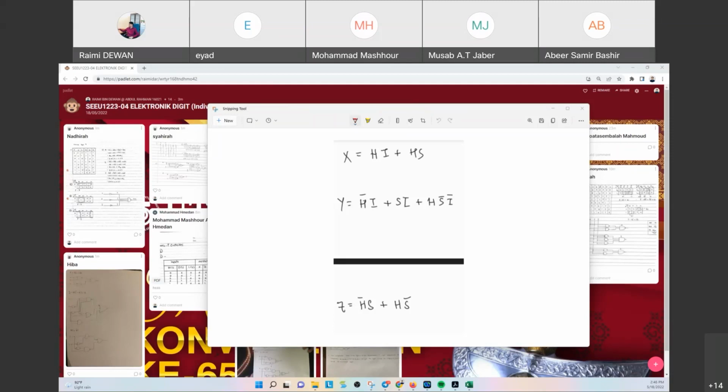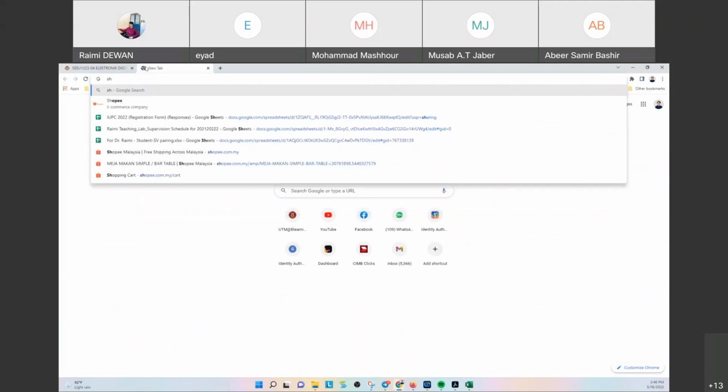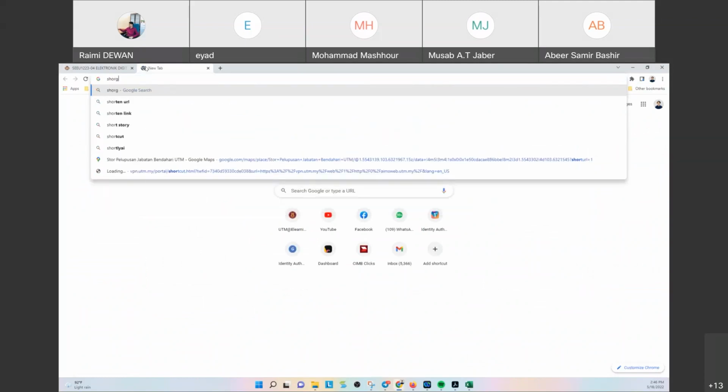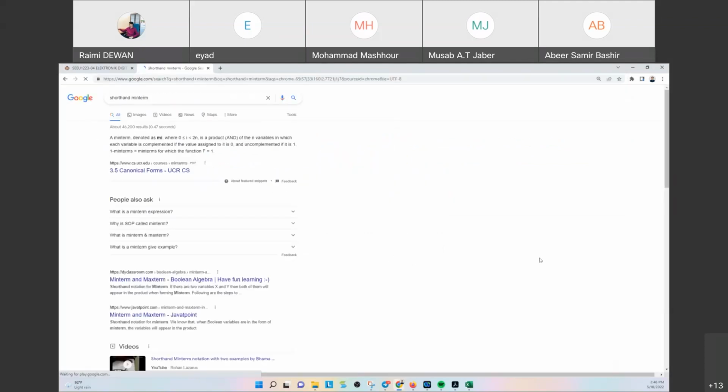Do you guys know or not? I think this was asked in my quiz. Shorthand, min term, max term. I purposely use this one because in the exam they can ask you this term.